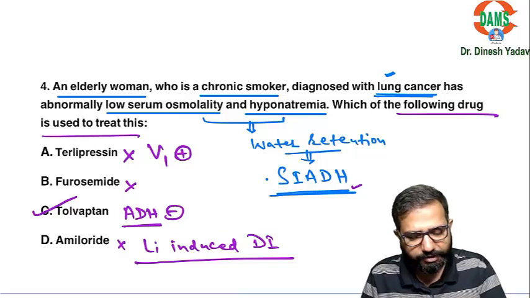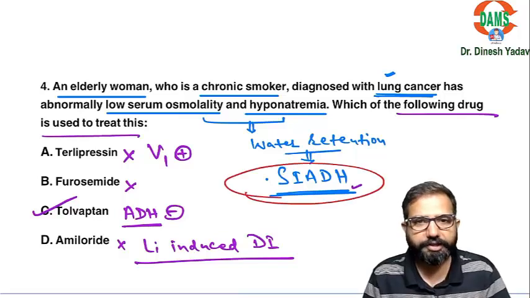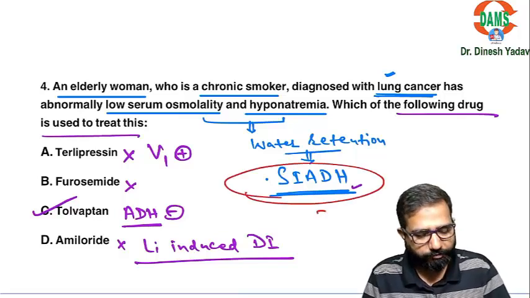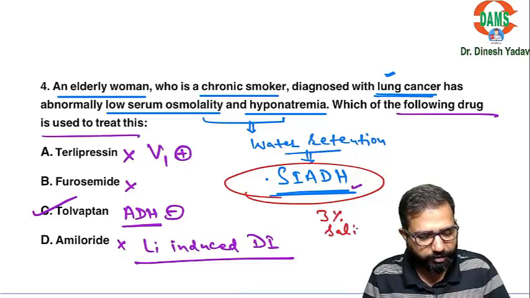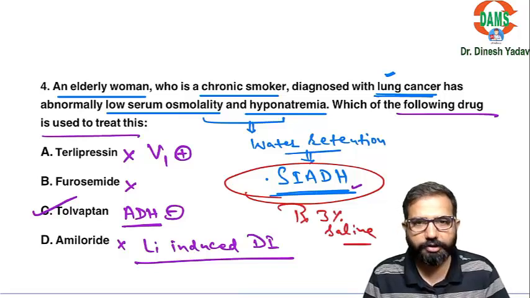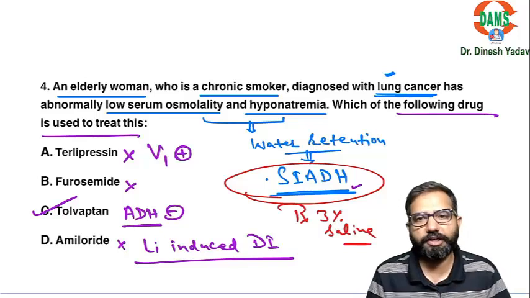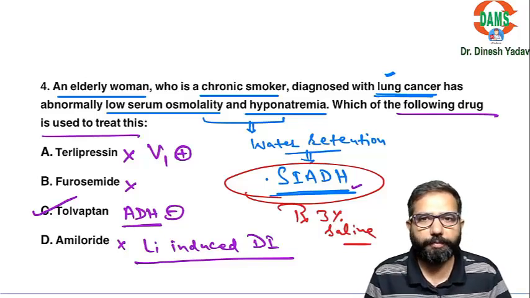In SIADH, the main treatment is water restriction with hypertonic saline. We give the 3% saline, hypertonic saline in the treatment. But if the patient cannot be managed by the hypertonic saline, then tolvaptan, conivaptan like drugs can be used. These are the ADH antagonists. They are also approved for CHF patients.